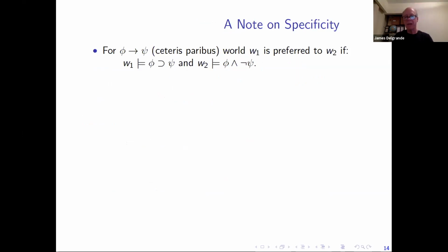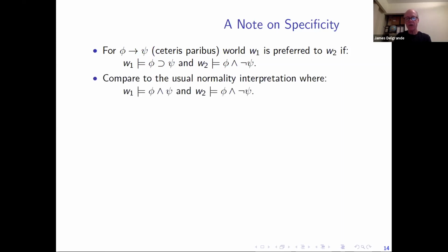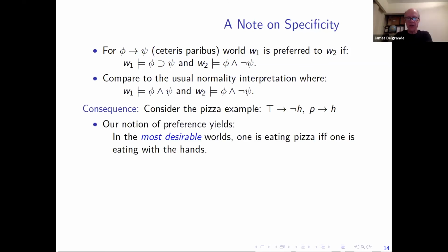One thing that's a little bit to the side, but I think it's interesting, is this note on specificity I mentioned. So what we have is, for a conditional obligation, world W1 is preferred to W2 if the material counterpart in W1 holds and it's falsified in W2. This is in contrast to the usual normality interpretation, where we could say in W1 the rule is verified and in W2 it's falsified. We've got this, and of course it has implications.